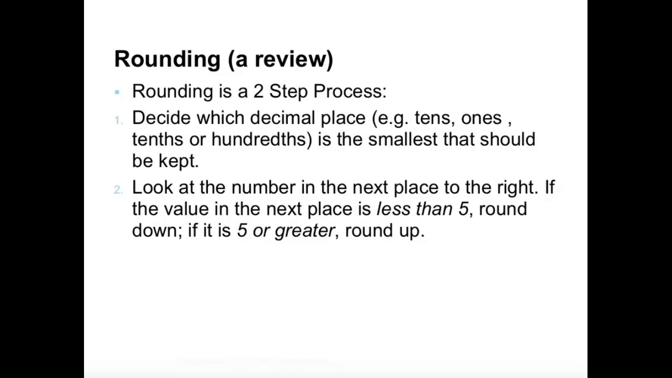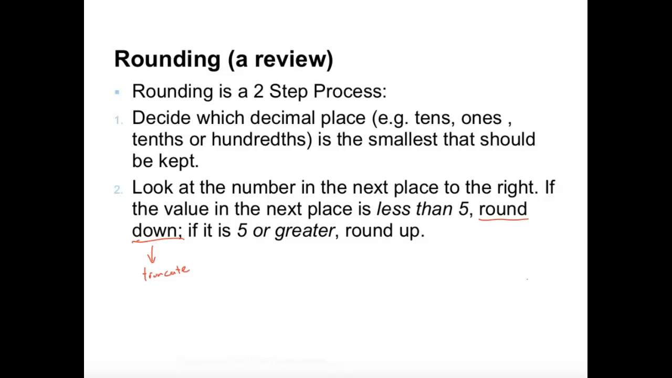If the value in the next place is less than 5, they say round down. I don't like that because you're not really doing that. You're just truncating, meaning you're just chopping the decimal. If it's 5 or greater, then you do round up.